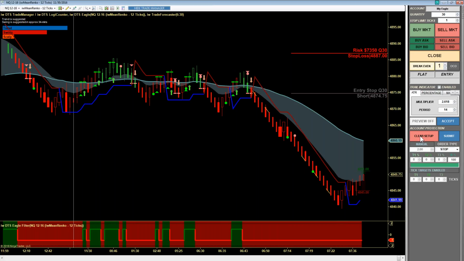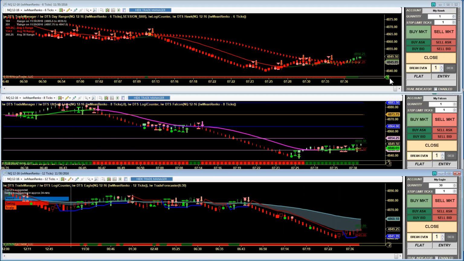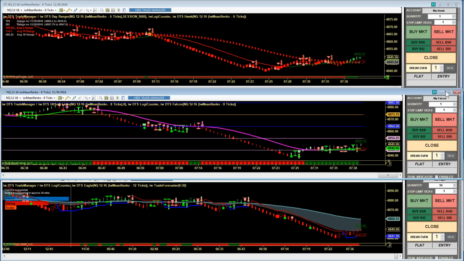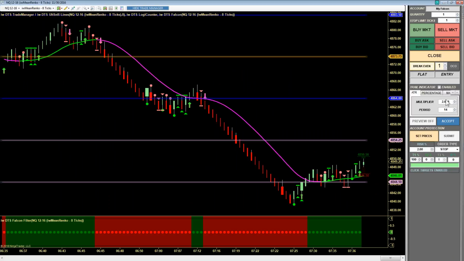But you can see I couldn't afford to do it on the hawk. Let's see if we're getting a falcon signal. No, the last falcon signal we had was right there, so we're not getting a sell signal on the falcon just yet. In fact, we're getting a buy signal on the falcon.